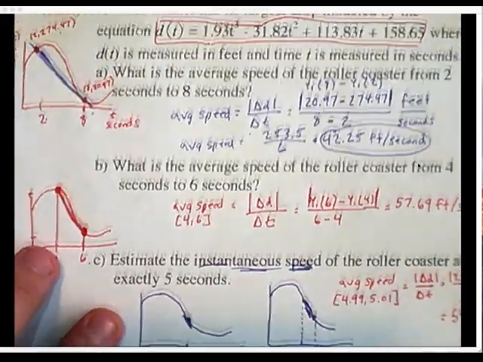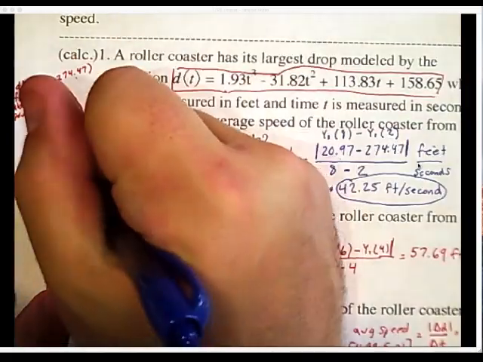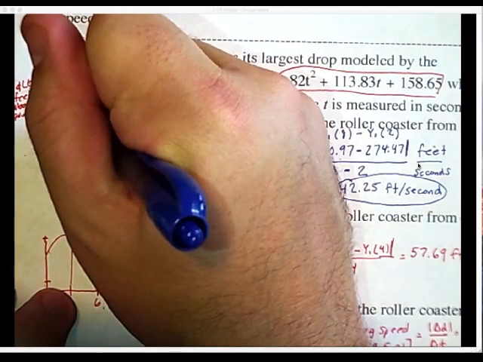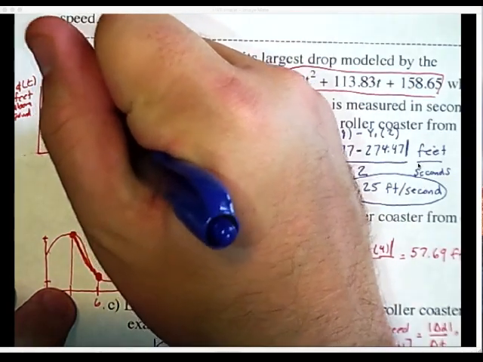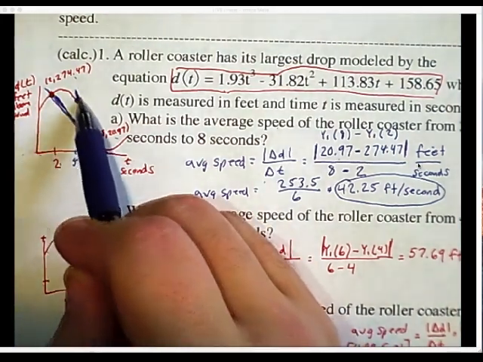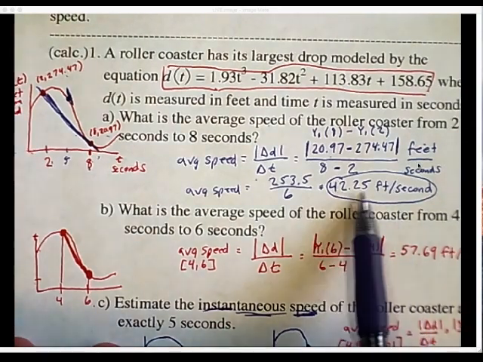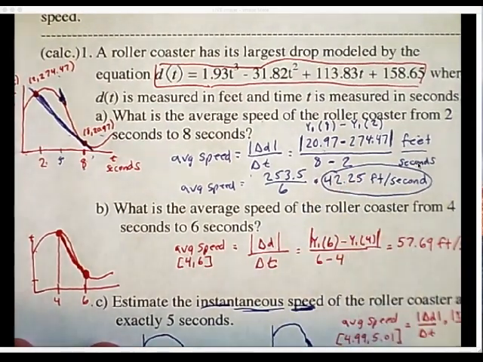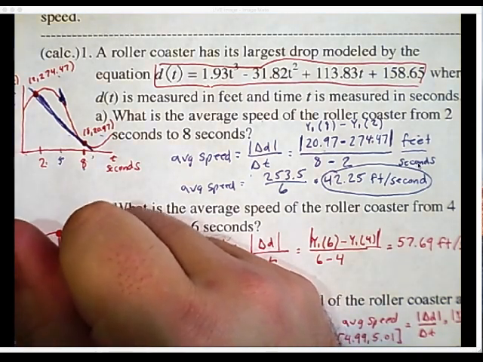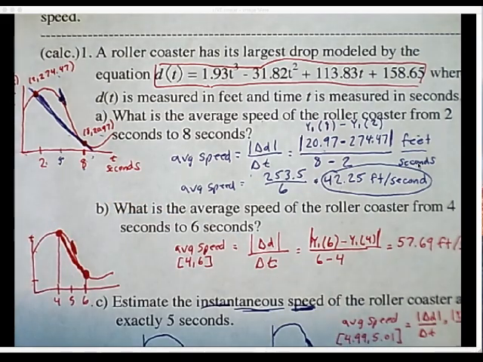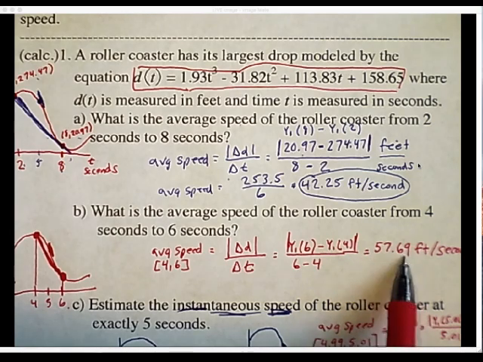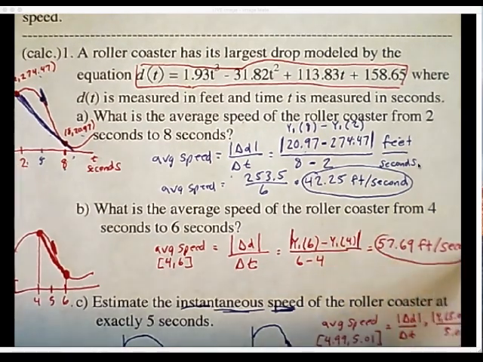So before I do some more with this, 5 is a number right in the middle between 2 and 8. Do you see how those lines are kind of different? The slope of this secant line is different than this one, and we found that the average speed was 42.25. Now 5 is also right in the middle of here, between 4 and 6. Well, when we found the average speed between 4 and 6, we found it to be 57.69 feet per second.